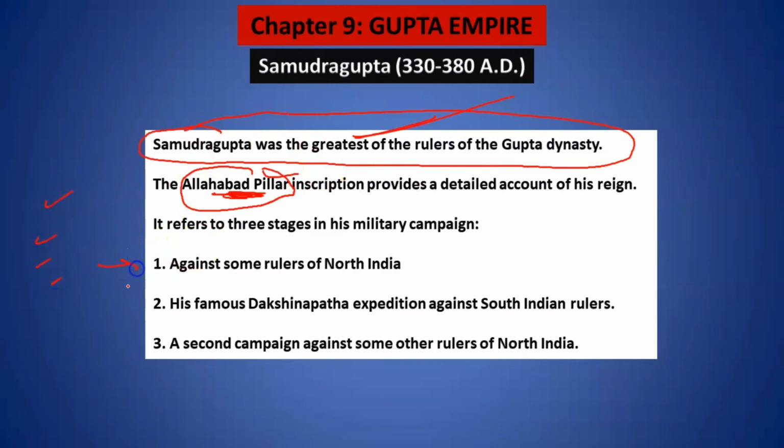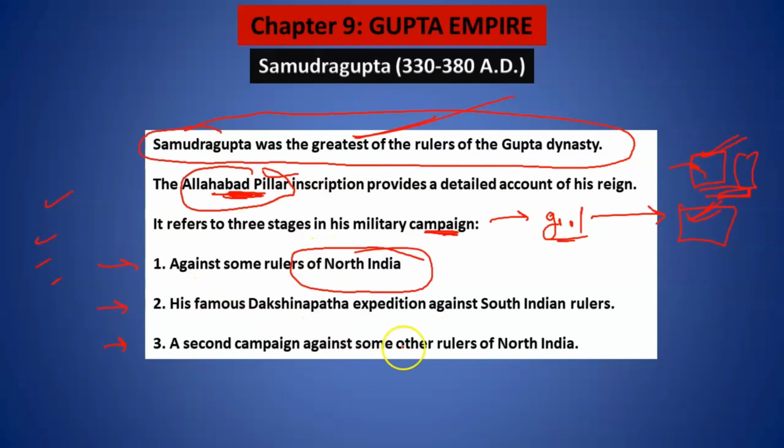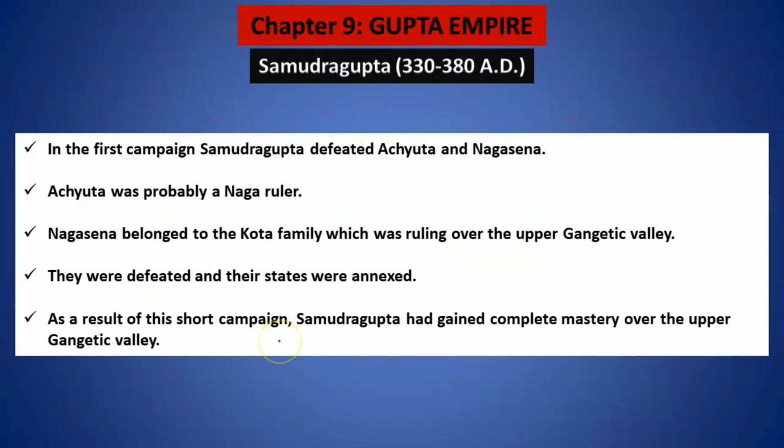Now, if I talk about the stages of his military campaigns. Now, for those of you who do not know what a campaign is, campaign means you have a goal in which you fight and try to conquer some territory. All right. Campaign could be social campaigns also, related to different things in which you have a goal and you have a target. You try to achieve that. Okay. Now, about Samudragupta, he fought against some of the North Indian rulers, some of the South Indian rulers, and again with the leftover of the North Indian rulers. Let us have a look at it one by one.